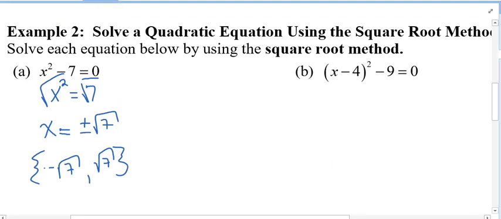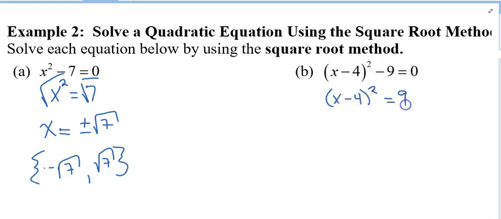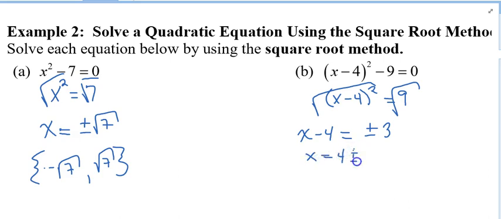All right. This next one looks a little bit more difficult, but it really is not. We've got x minus 4 quantity squared plus 9 equals 18. We're going to start by using our inverse operations again. Let's go ahead and move that 9 to the other side. So that's going to leave us with x minus 4 squared equals 9. Now we're just going to take the square root of both sides. And that's going to leave me with x minus 4 equals plus or minus 3, because the square root of 9 is 3. So now we're going to take that 4 to the other side, and we get x equals 4 plus or minus 3.